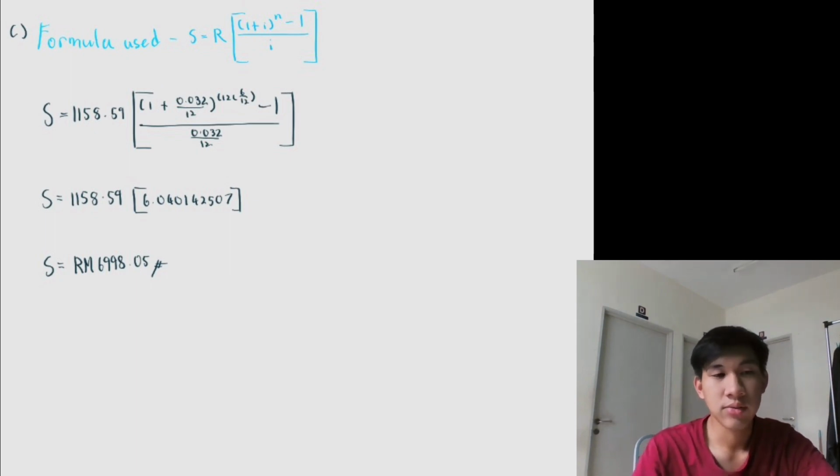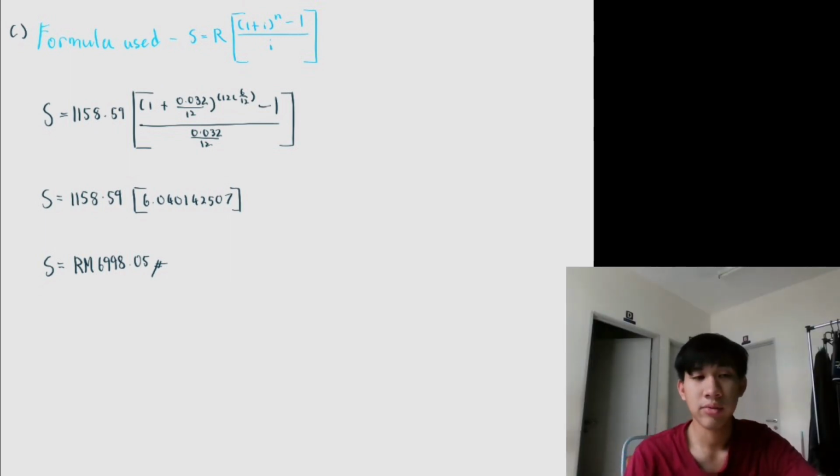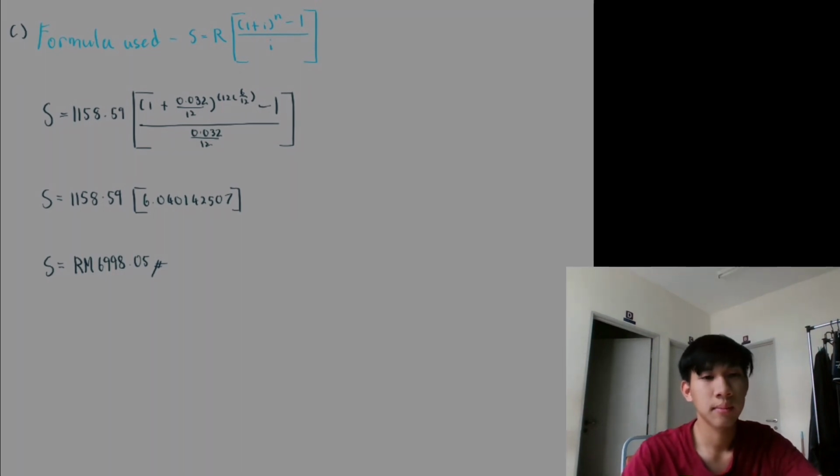N is 6 over 12 instead of 35 years because it is said in the question that it wants to know the sum of 6 months. After substituting all the information into the equation, the answer should be 6,998 ringgit and 5 cents.